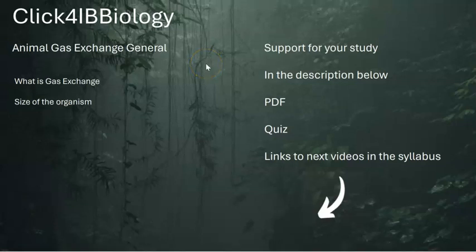Welcome to Click for Biology, Click for IB Biology, where we're looking at the topic of gas exchange, some of the general ideas. We'll be asking ourselves, what exactly is gas exchange, where does it occur, and how is this influenced by the size of the organism?